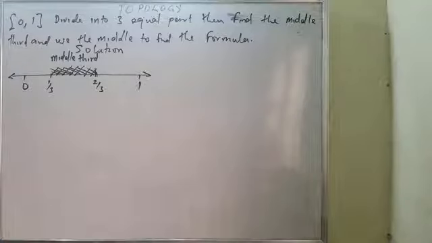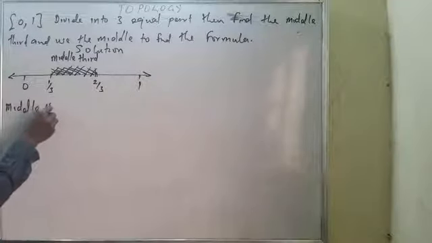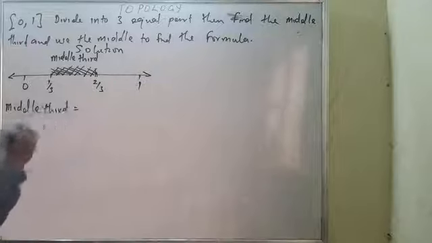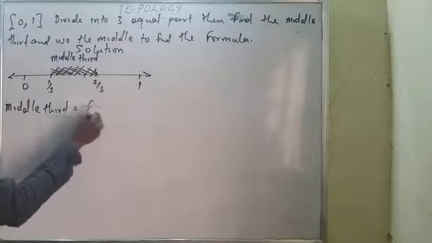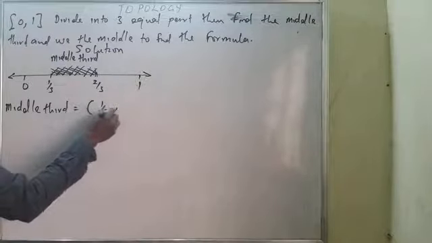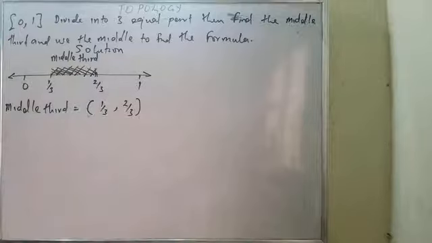Now, the middle third is going to be the halfway point. It means the middle third will be equal to 1 all over 3, 2 all over 3. That is my middle third. Take note of that. It means this and this. That is the middle point.